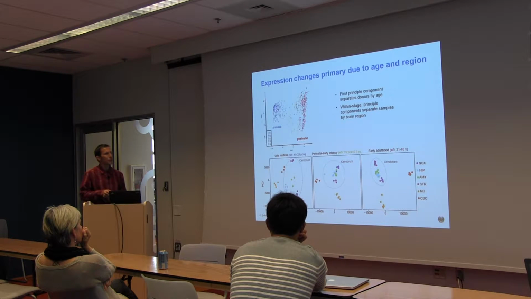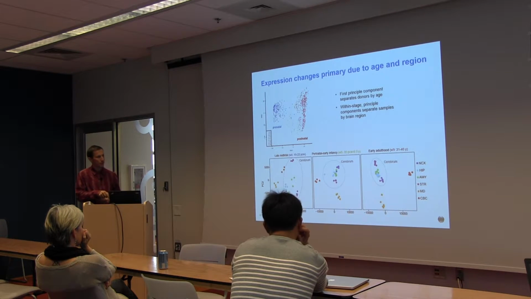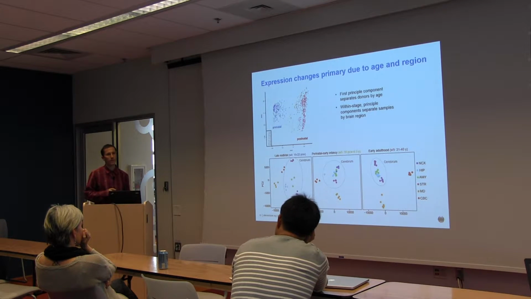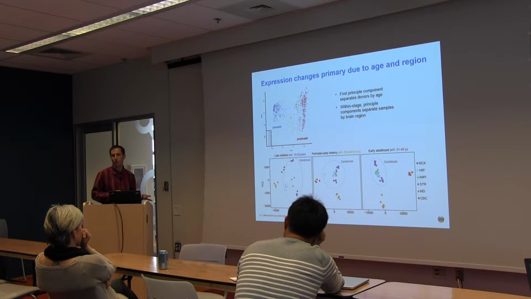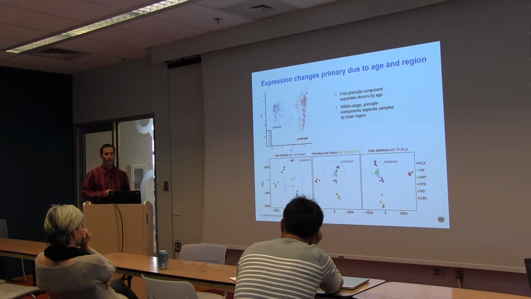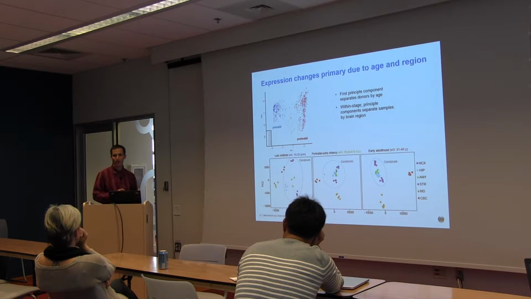development. If you look within a time point, so this is one of the prenatal time points, here's another one, and here's an adult time point. These are color-coded by brain region. So within a given time, you find basically that the biggest source of variation is changes between brain regions. So these are almost a positive control to make sure that our data is telling us what we would really want it to tell us.